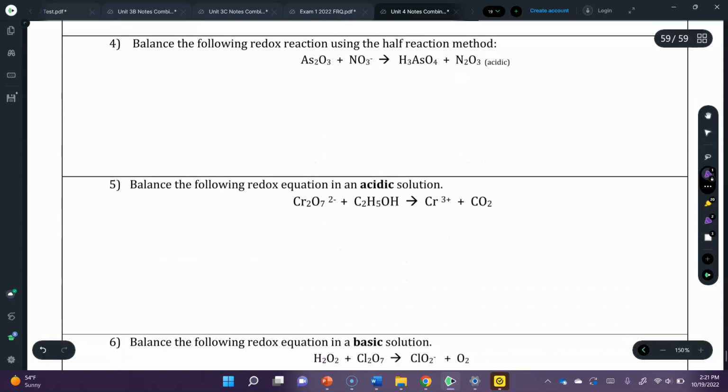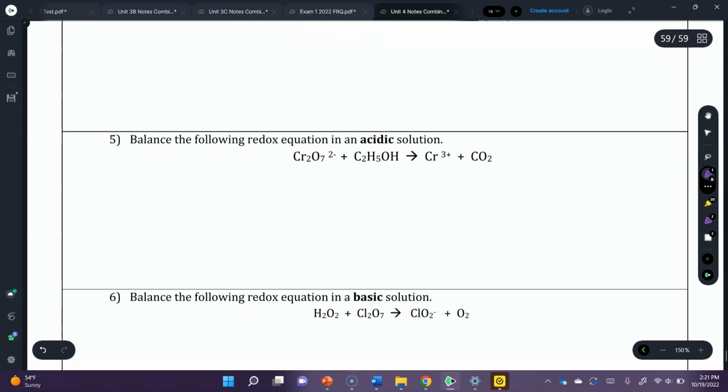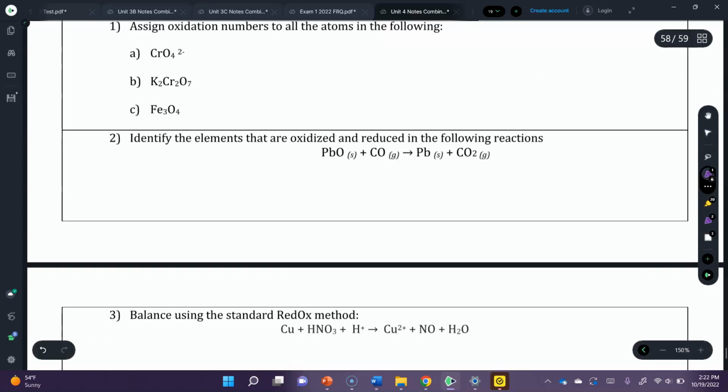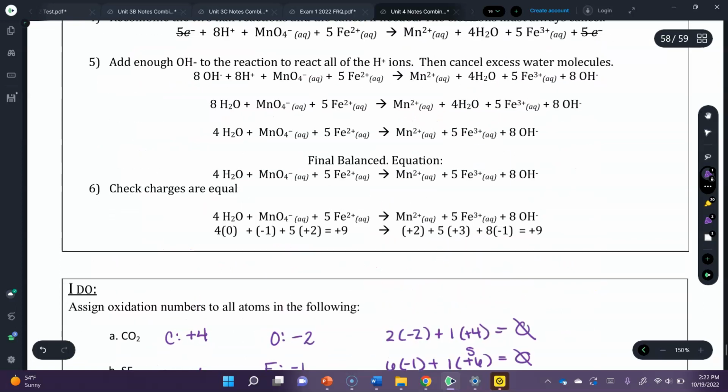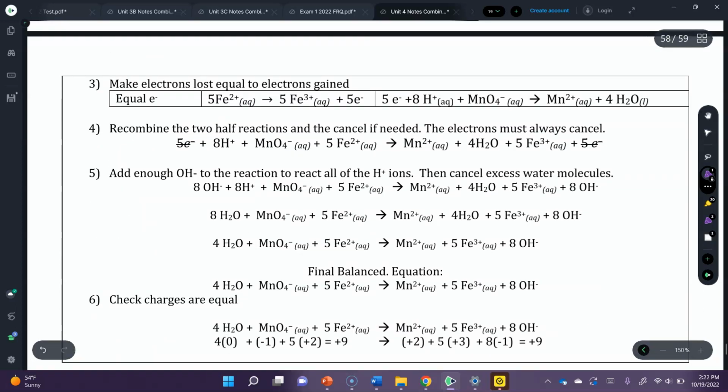Number 4, and we are going to balance the following redox reaction using the half reaction method. Okay, the half reaction method works the same for an acidic solution. You just leave the hydrogen ion in there. When you have basic solution, after you add the hydrogen ions and have done all your water and everything, you have to get rid of the hydrogen ion by adding hydroxide ions in equal quantity. That is discussed here.